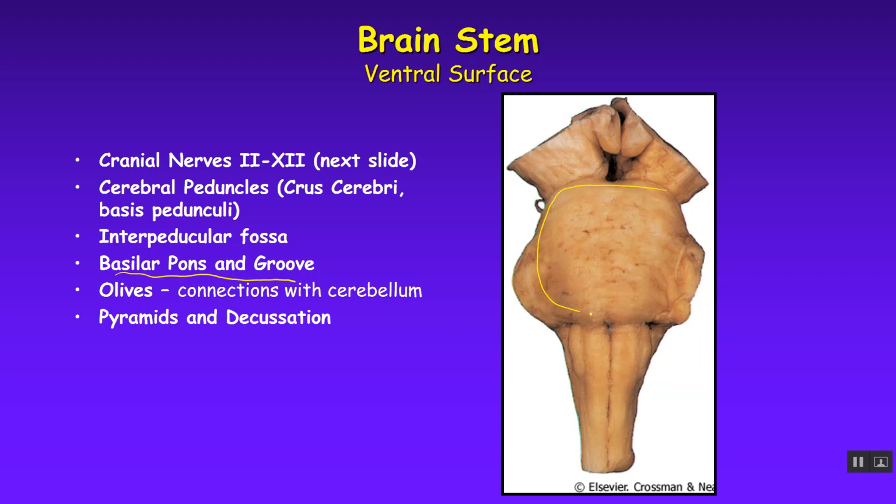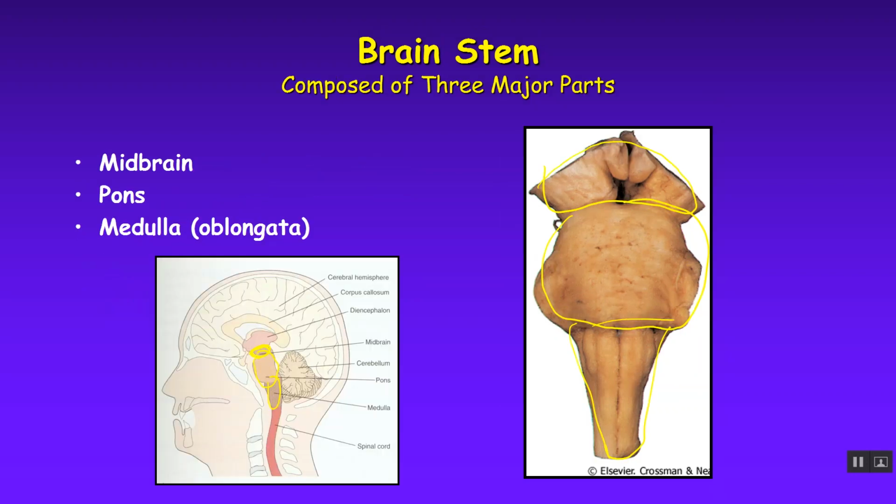The basilar pons and groove. The front part of the pons, when you look at the outside front part of the pons, or in a sagittal view, this front part that sticks out in front, that's all called the basilar pons, the front part of the pons. Both on the outside surface and this front part from a sagittal view, that would be the basilar part of the pons. Okay.